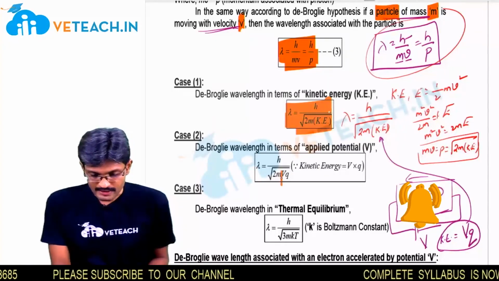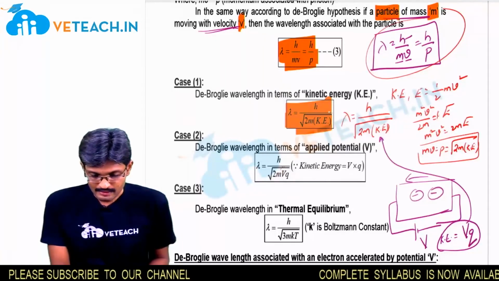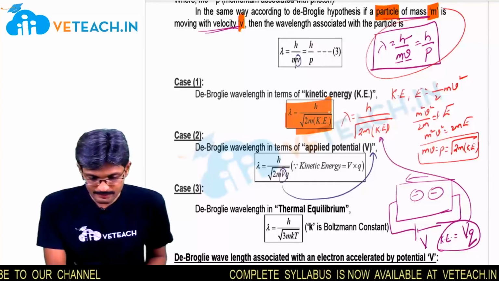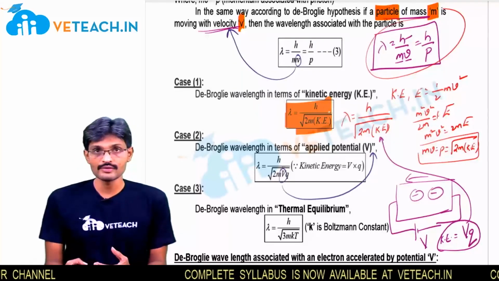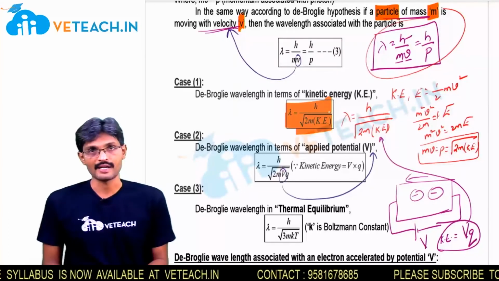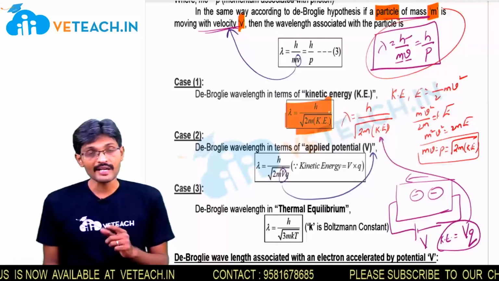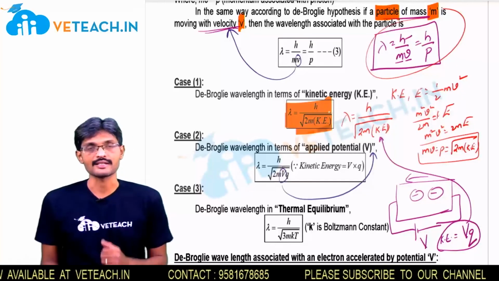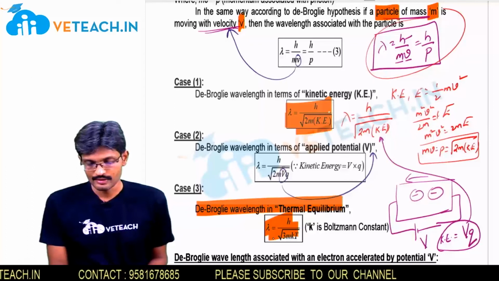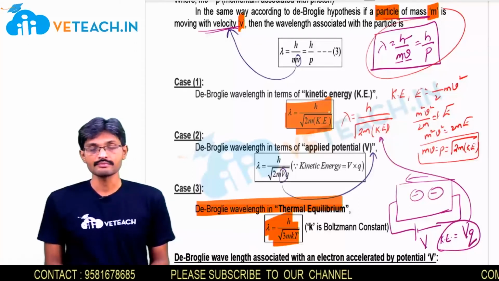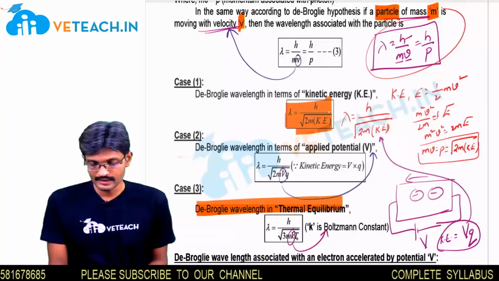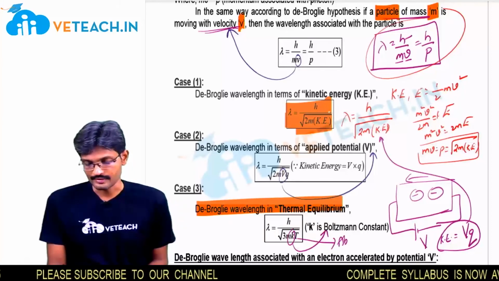Here the capital V represents the applied potential. In equation 3, the small v represents velocity. While using these formulas, we need to be clear that the small v represents the velocity of the particle and capital V represents the applied potential to the charge or the particle. In terms of thermal equilibrium, the de Broglie wavelength can be given as lambda is equal to h by square root of 3mkT. The k represents the Boltzmann constant and T represents the absolute temperature.